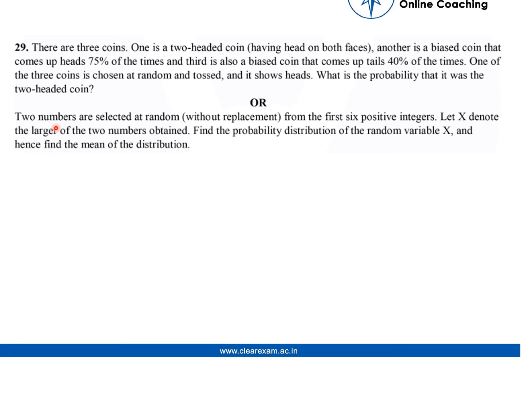Or the second question is: two numbers are selected at random without replacement from the first six positive integers. Let x denote the larger of the two numbers obtained. Find the probability distribution of the random variable x and hence find the mean of the distribution. So let's look at the first question.